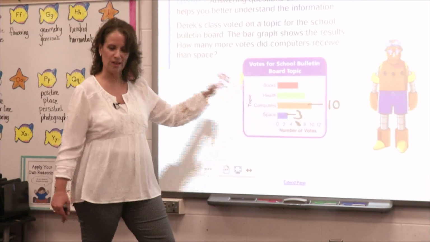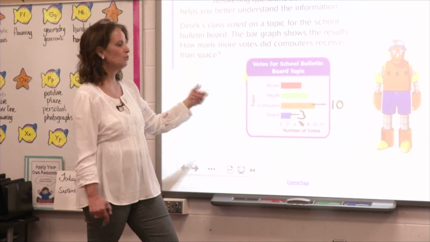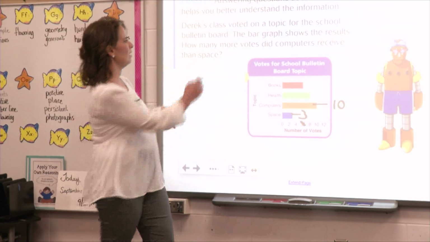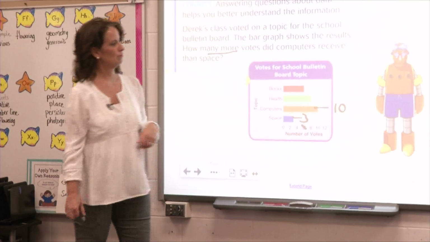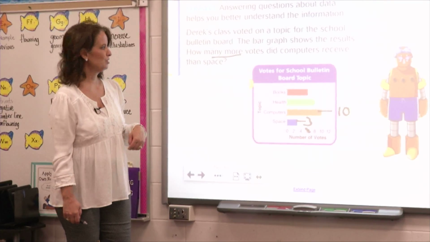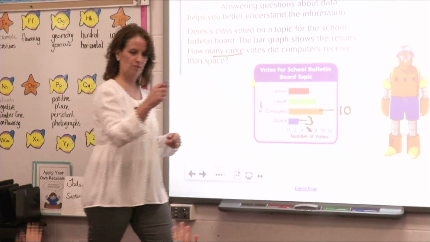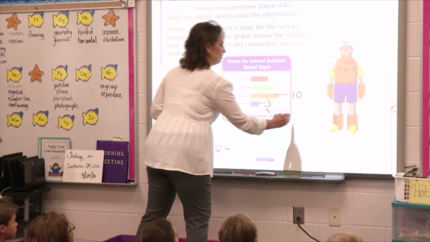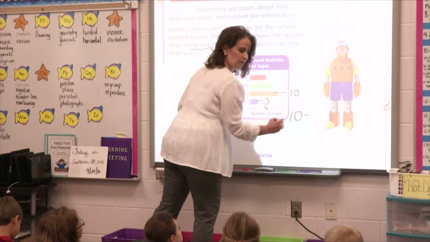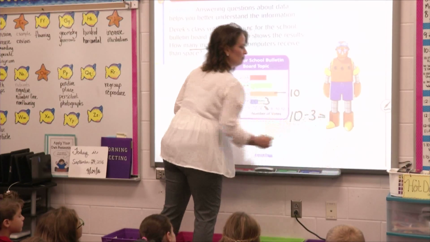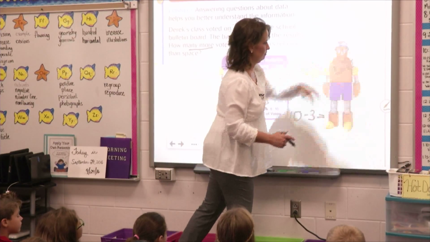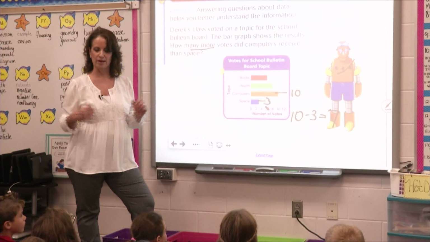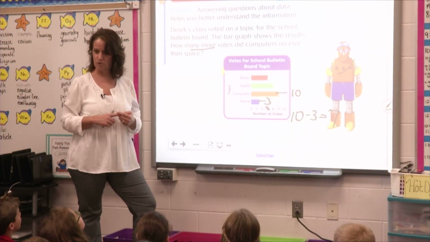Do we need to do books and health for this problem? No. So what number sentence can I use to figure out how many more votes computers received than space? What number sentence, Mallory? 10 minus 3 equals 7. 10 minus 3 equals 7. So are we done now? No. What do we do next?